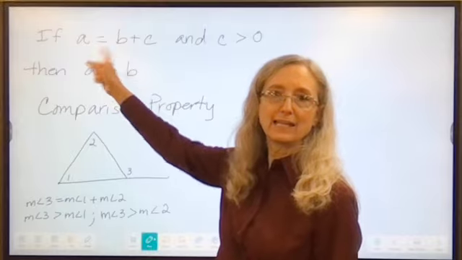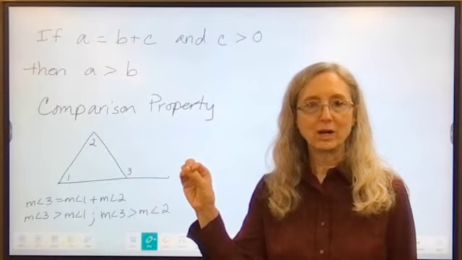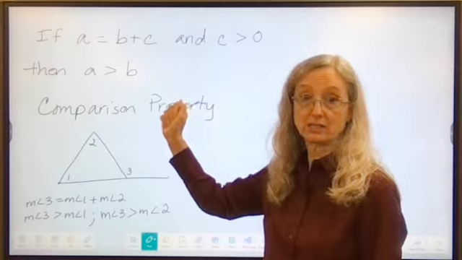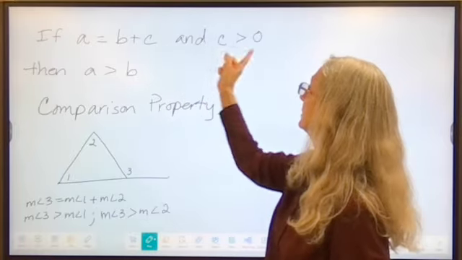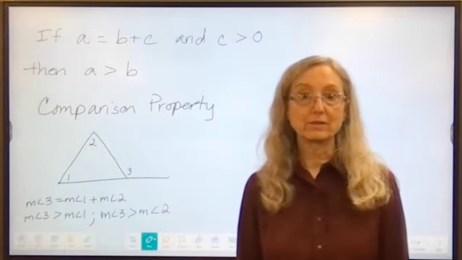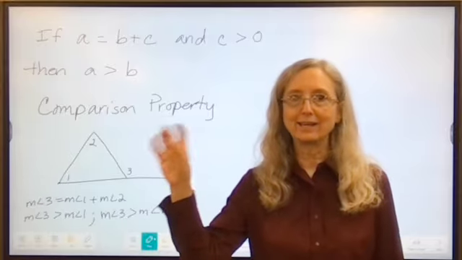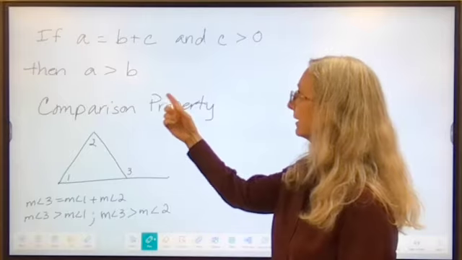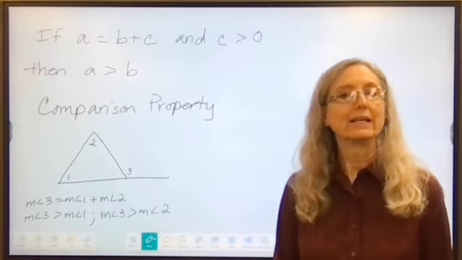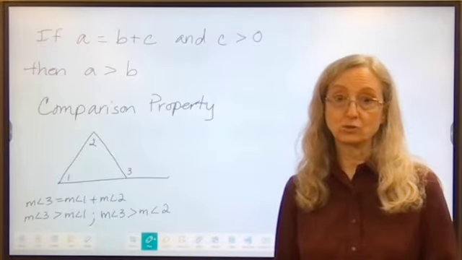So if A equals B plus C, so some quantity is equal to two added together, and this C is positive, that's important, then your A has to be greater than B. Because if I take B and add something to it in order to equal A, A's got to be bigger than B, greater than B. That's the comparison property.